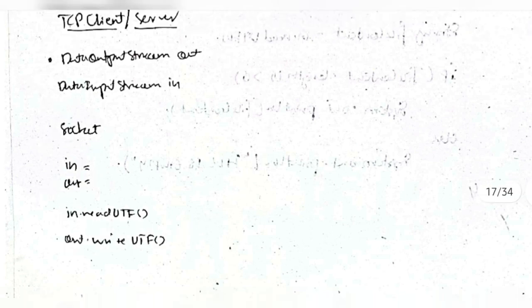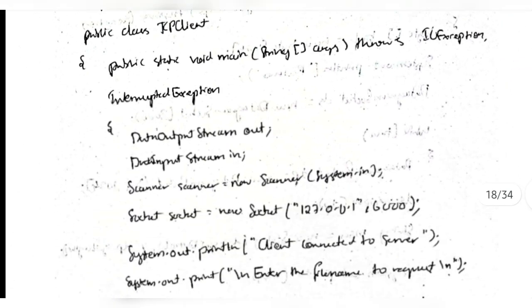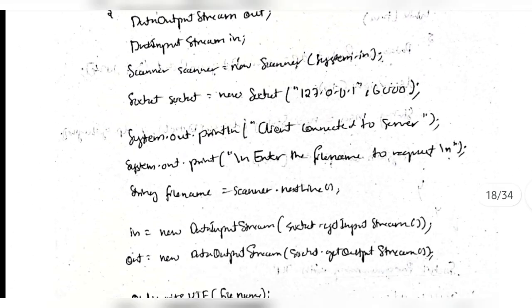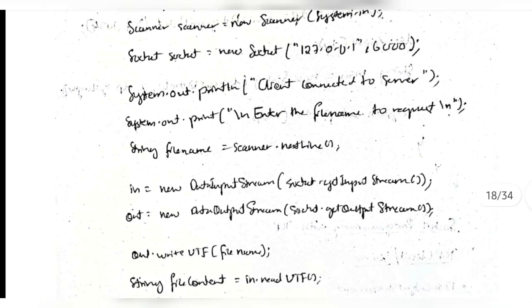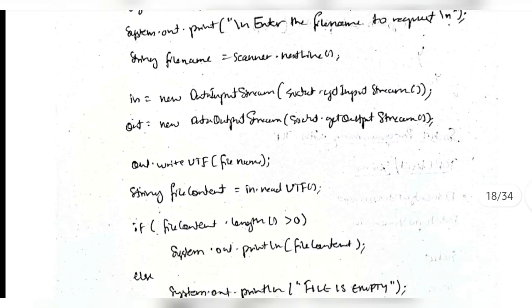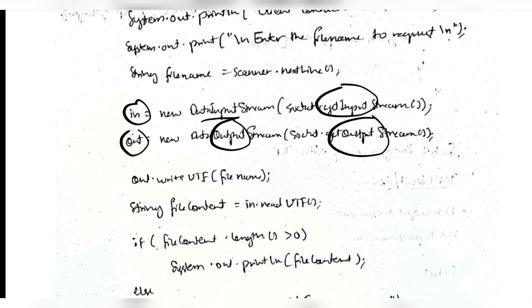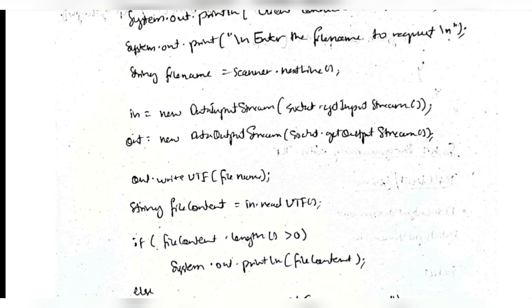See here, the program starts from here. First we have to write data output stream out and data input stream in, and after that create a socket, the second key point which I told you to remember. After that you just get the file name here, which you can get easily, and then in is equal to new data input stream socket dot get input stream, and out is equal to new data output stream socket dot get output stream. After that in is equal to in dot read UTF and out dot write UTF, right?